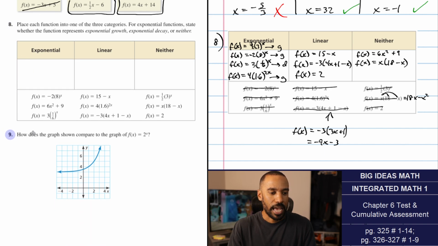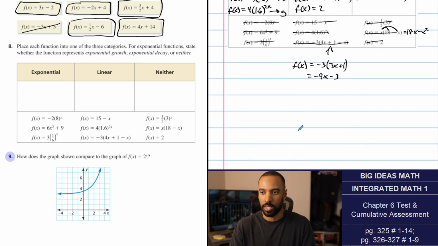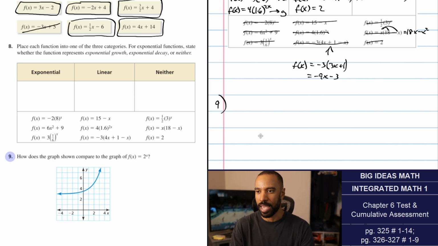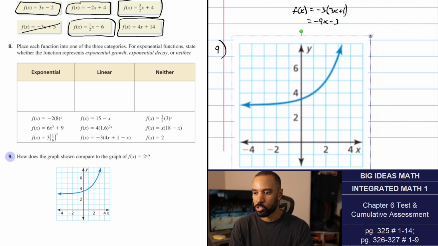Sorry about that. Okay, last one, number 9. How does the graph shown compare to the graph of f of x equals 2 to the x power? Well, this one's a little tricky. Let's learn it. So first thing I'm going to play with is this shift. Notice that there's no horizontal asymptote on the x-axis. Seems to be on the line y equals 3, which is the first thing I can kind of play with there.